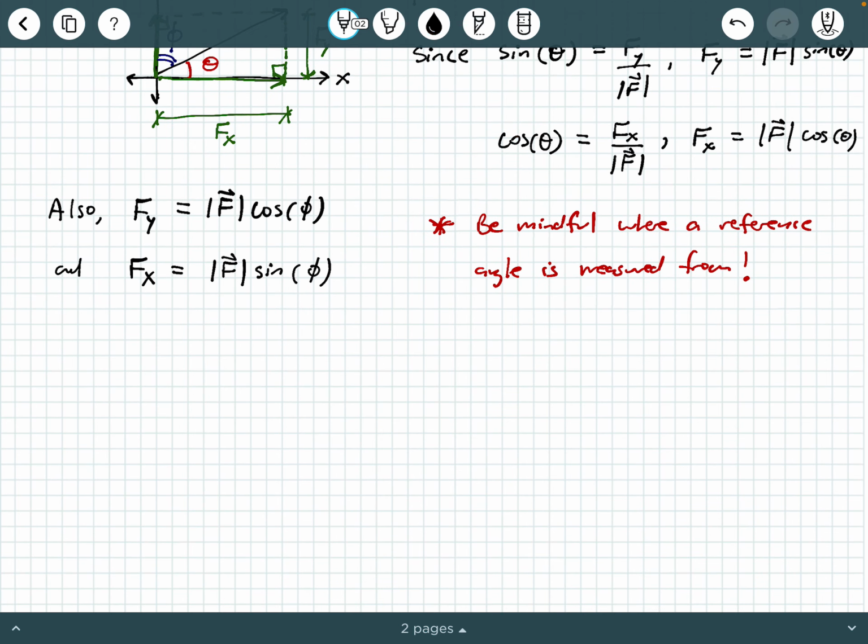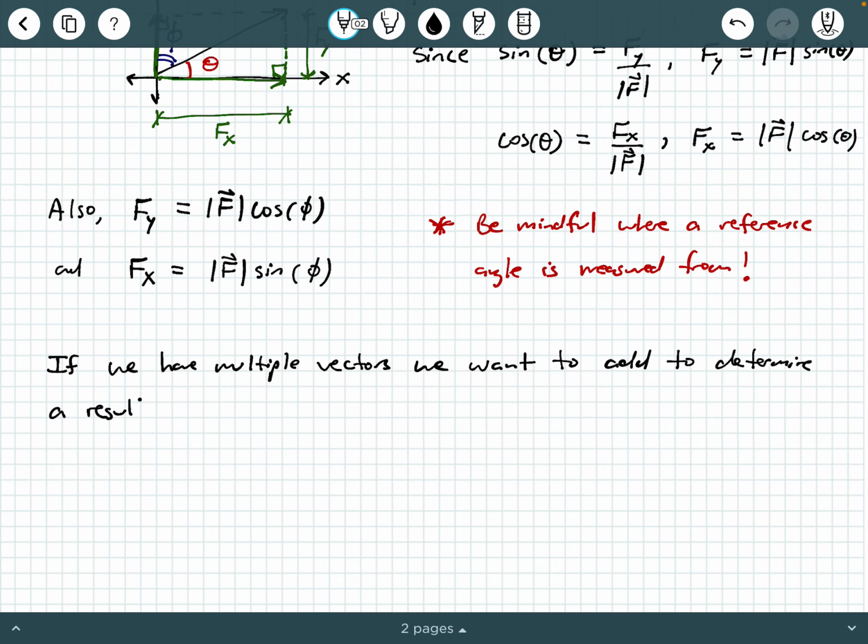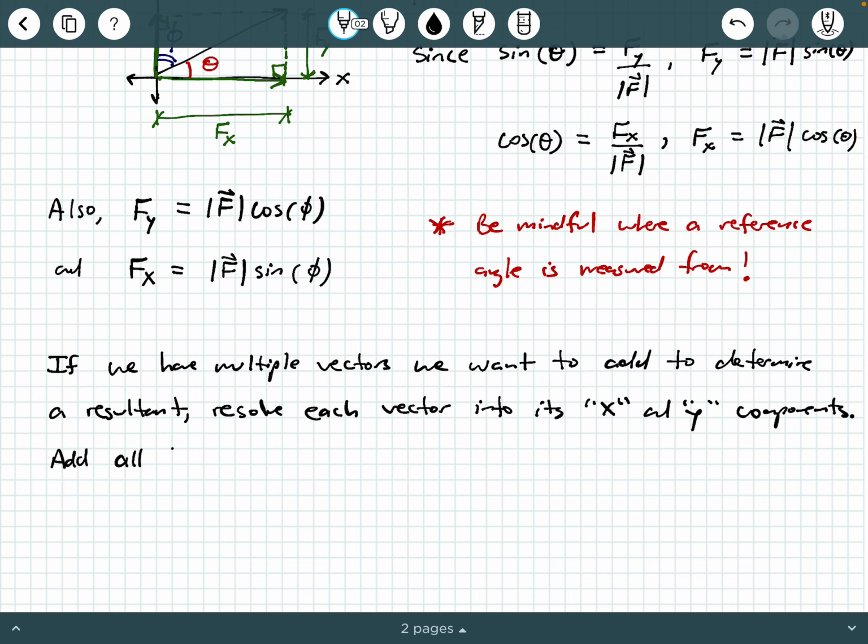What does this mean for adding multiple vectors together? So let's say we have multiple vectors we want to add to determine a resultant. What we can do is resolve each vector into its x and y components, okay? And then we add all x components and add all y components. And so how can we say this mathematically?